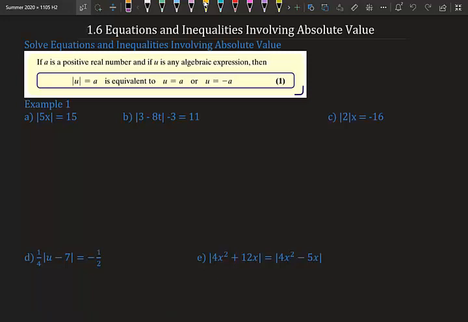1.6 Equations and Inequalities involving absolute value. Solving equations and inequalities involving absolute value. That's what we're doing. So let's just think about absolute values for a second.